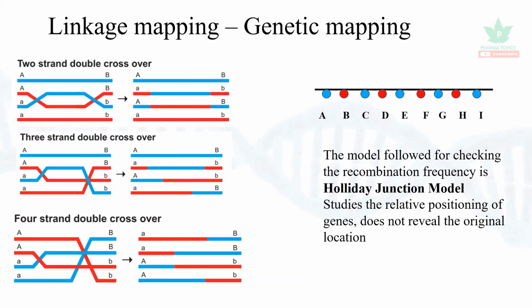The model followed for checking the recombination frequency is the Holliday junction model, and recombination frequency is the number of recombinants divided by the number of offspring, multiplied by 100.